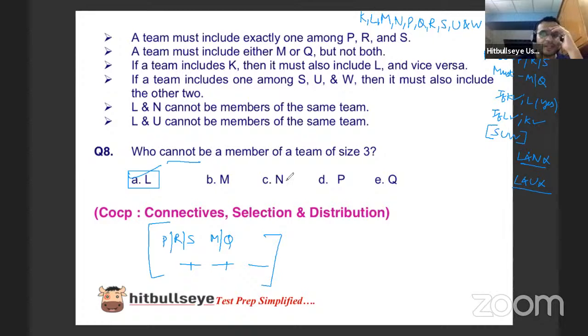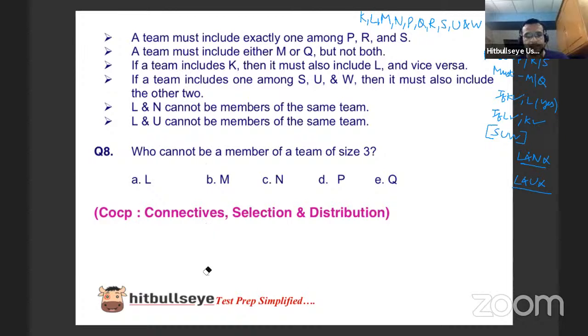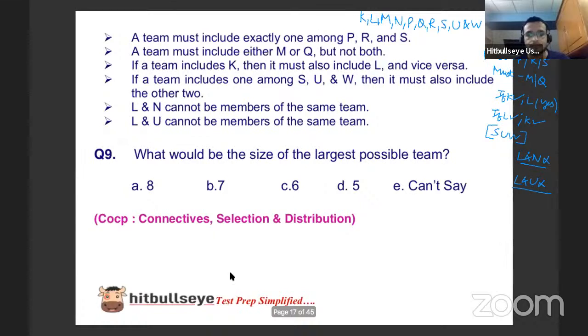Subham, so that's what I was saying. I'm not sure about N. There's no information given, but L, I am sure, along with L, K has to come. Hence, I cannot go for it. Yeah, it's a sure-shot information. All right, so the answer is A. Let's proceed, everyone. Perfect. Let's go ahead. Next question. Yes, 30 seconds, we'll discuss.